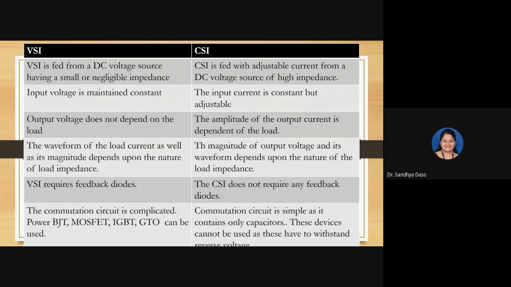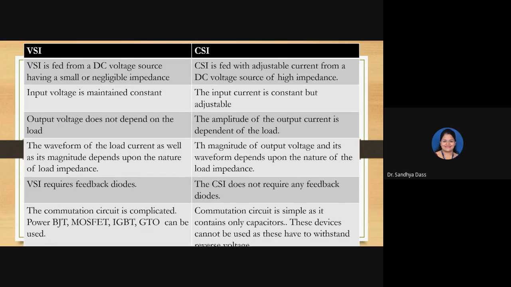Whereas in CSI, we don't use these semiconductor devices, switches, at all. Mainly the capacitors will be used. So the commutation circuit will be simple. So these are the main differences which you should be familiar with when you are talking about the two different types of inverters, VSI and CSI, that is voltage source inverters and current source inverters.